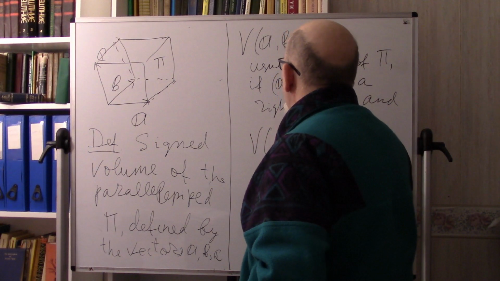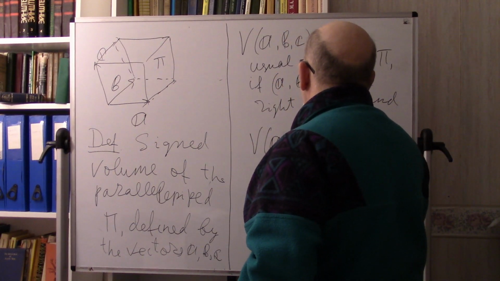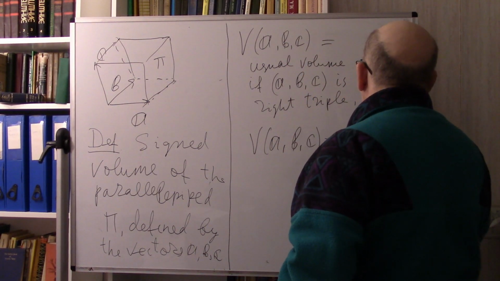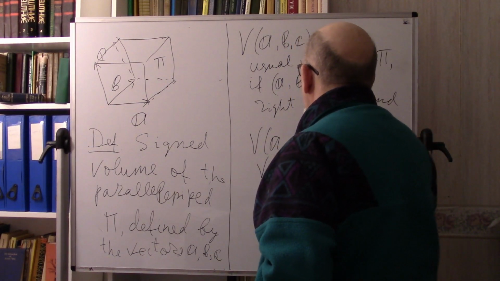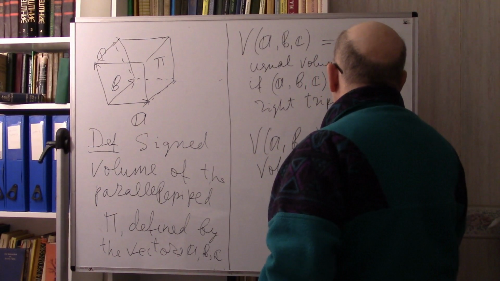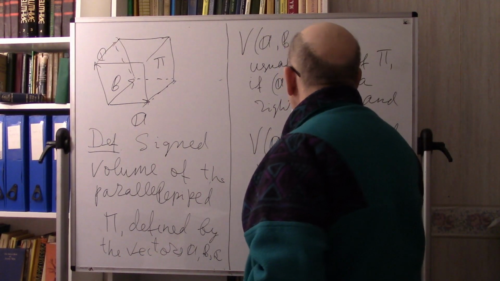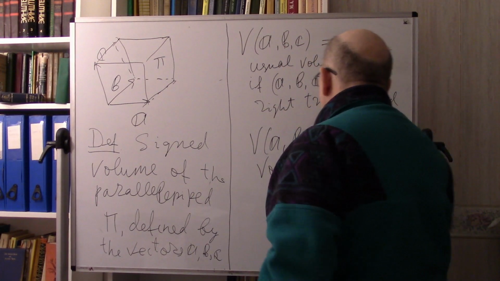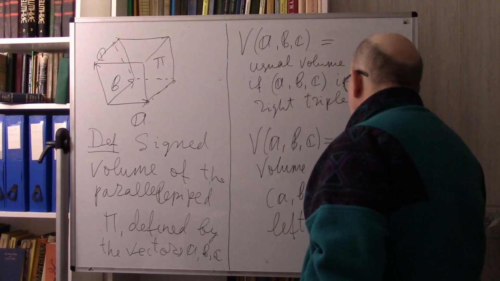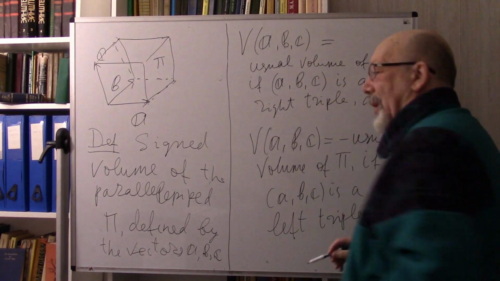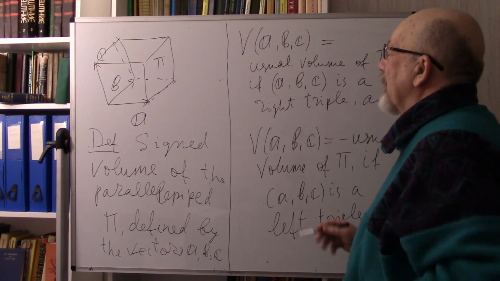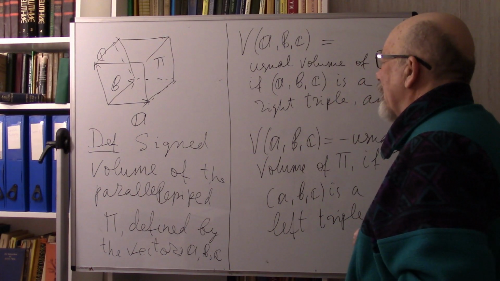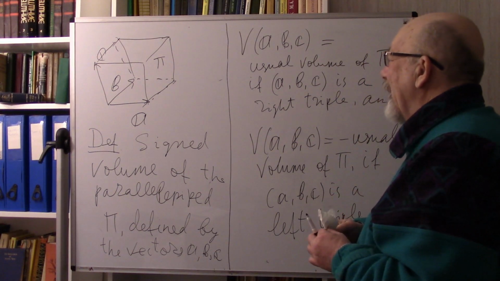And V of A, B, C equals minus the usual volume of pi if A, B, C is a left triple.